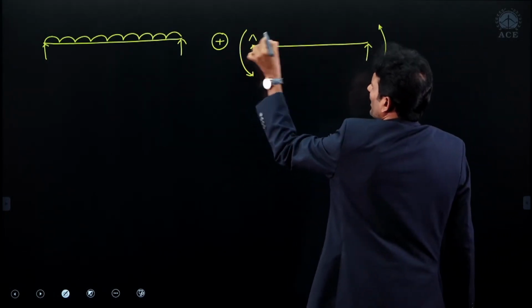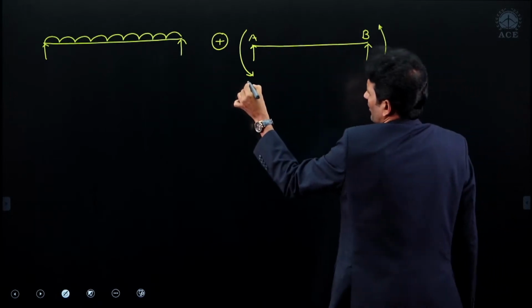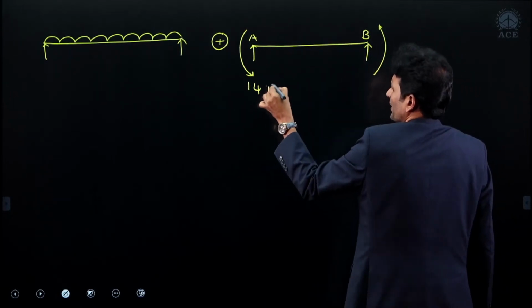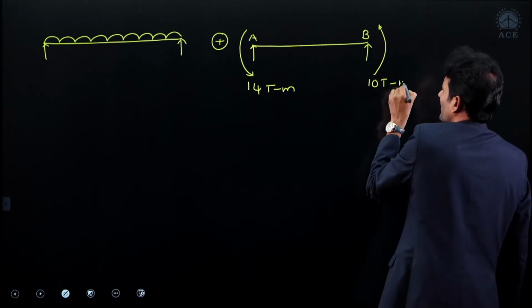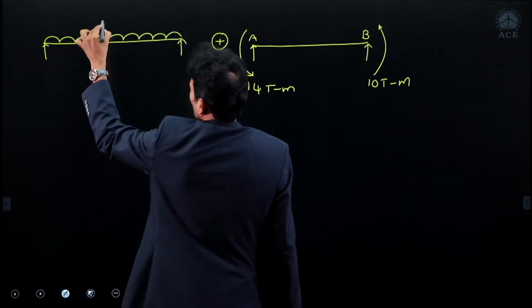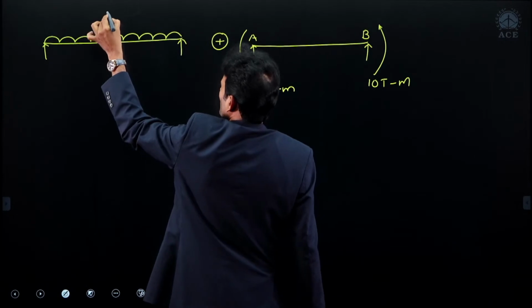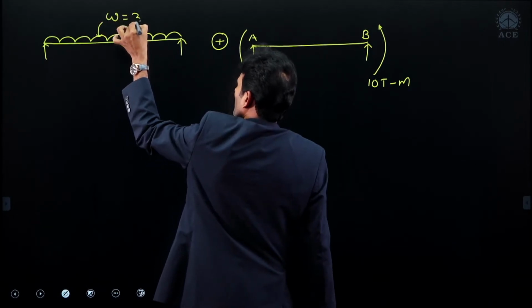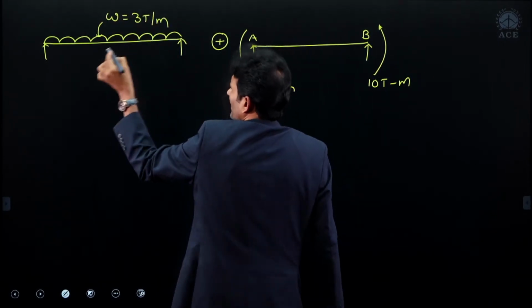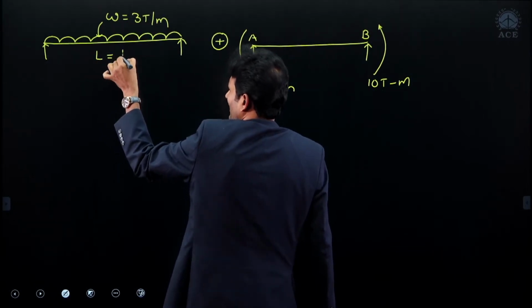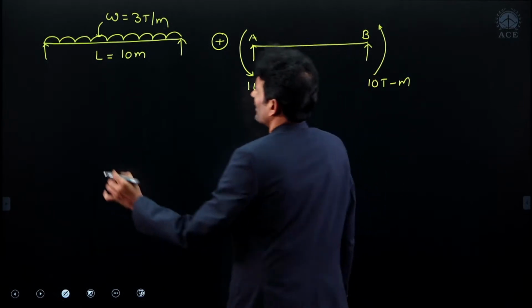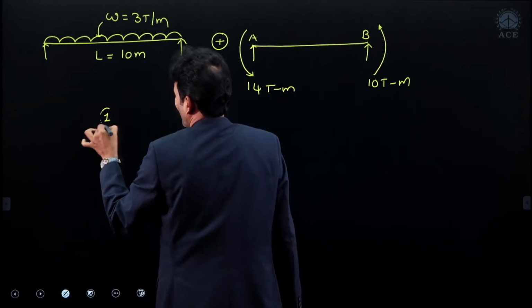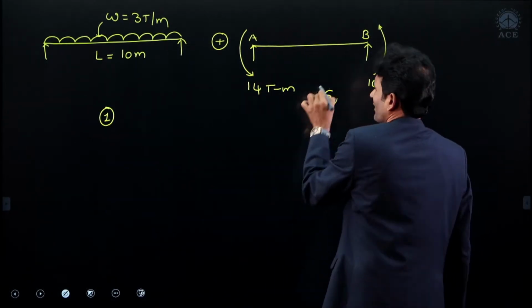This is A, this is B, here I have 14 ton meter, and here I have 10 ton meter. Now let me take this one here. The intensity, if you take this one, is omega equal to 3 ton per meter. What is the length we are having? The length is 10 meters. So this is case 1 and this is case 2.